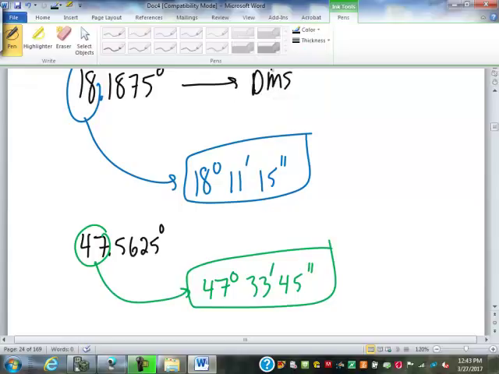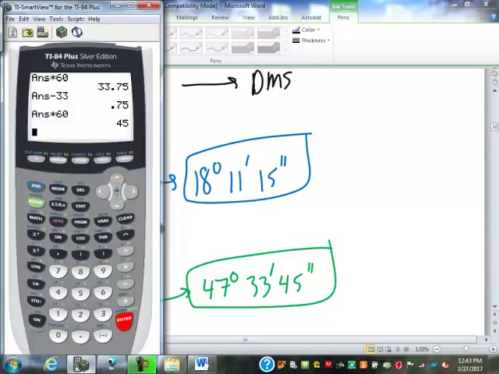Can you bring your calculator back up? Sure. I think it still smells over there. Gee.